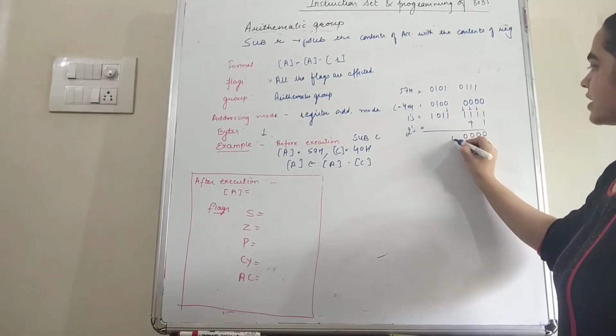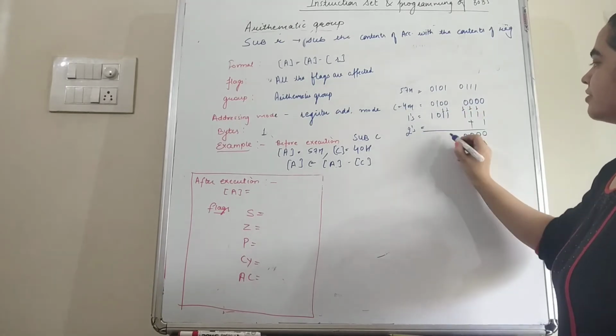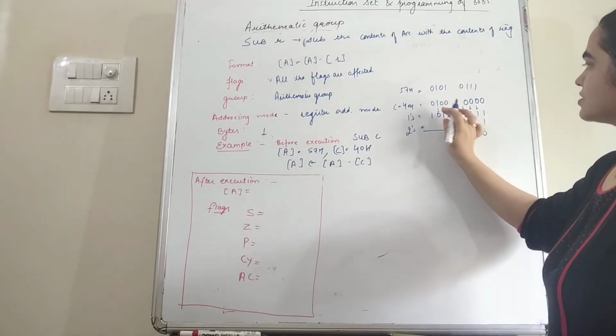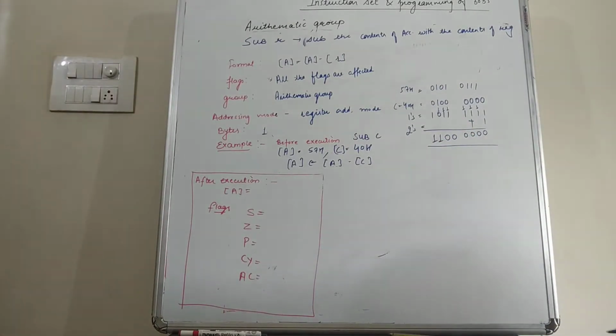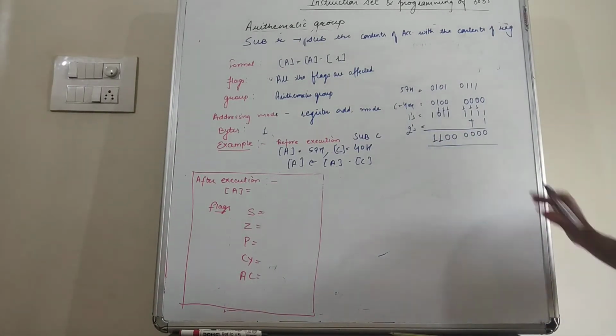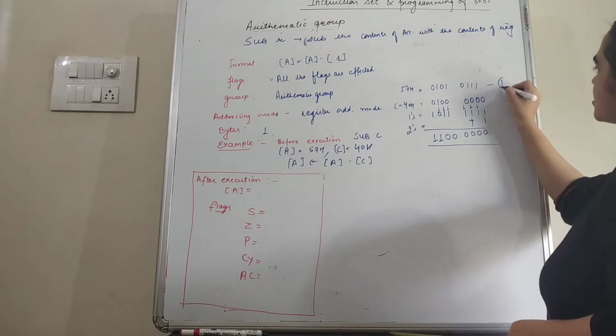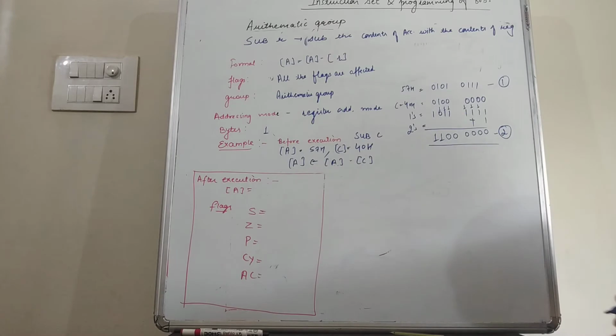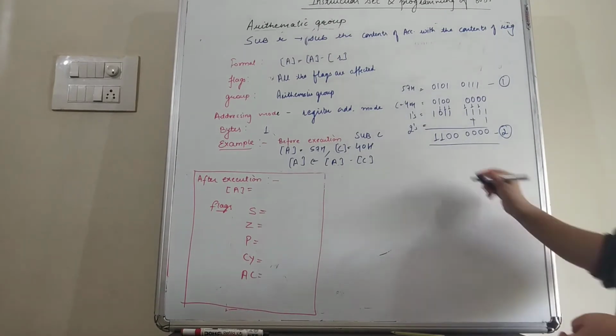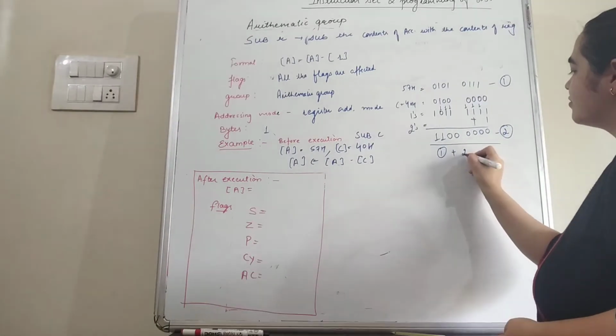1 and 1 is 10, 0, 1. 1 and 1 is again 10, 0 and 1. So 1 plus 0 is 1. 1, 1. So 1, 1, 0, 0, 0, 0, 0, 0. So this is the first number, that is 57H, and this is the second number after the 2's complement of 40H. Now we can add 1 with 2.